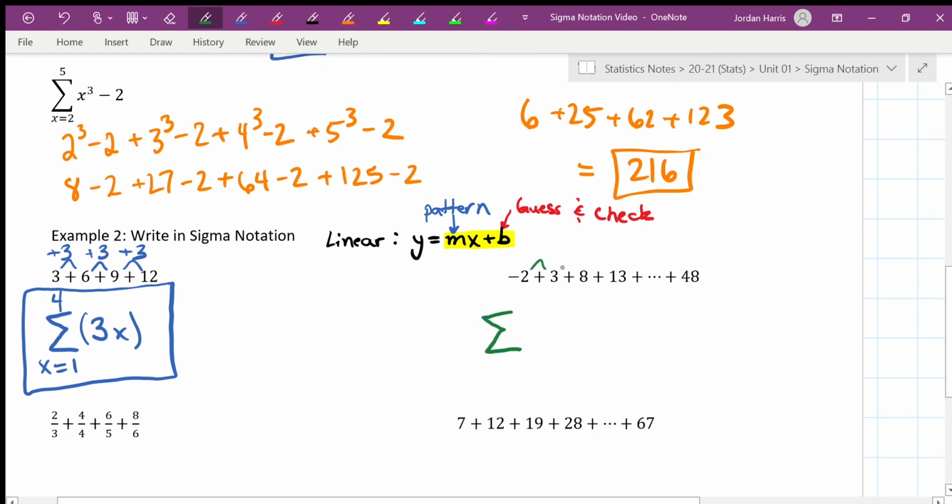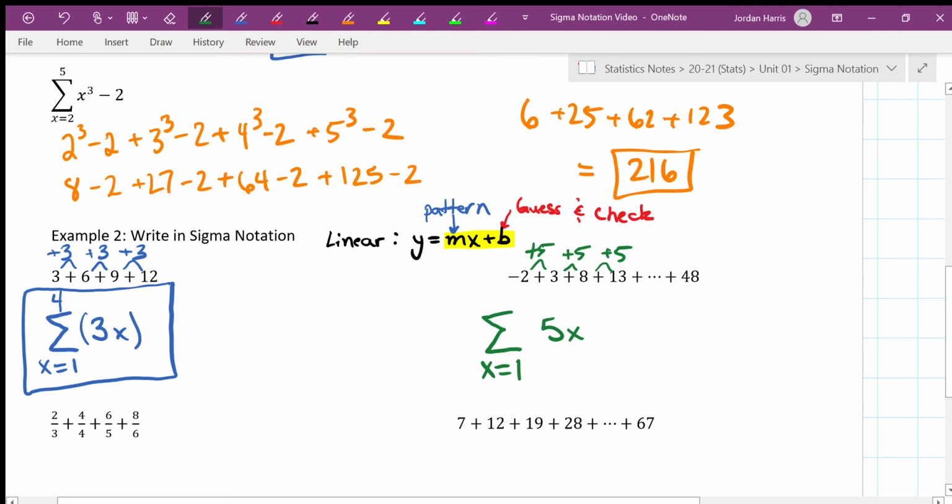Okay, so we've got to look. What is happening? Notice the dot, dot, dot. That means the pattern continues until we get up to 48. So 48 needs to be my last number. This dot, dot, dot means there's a whole bunch of numbers in between. I just didn't want to write it out because it's the same pattern every time. So the pattern continues. And you notice we're going up by 5. -2 to 3 is up 5. 3 to 8, up 5. 8 to 13, up 5. So that is my pattern. That's my slope then. 5x is what we're going to look at.